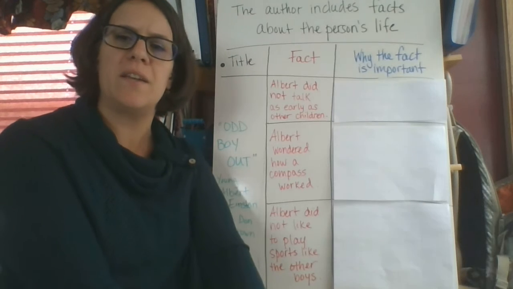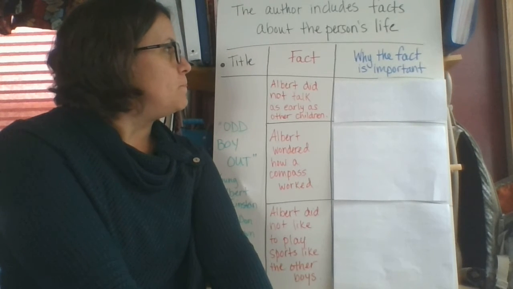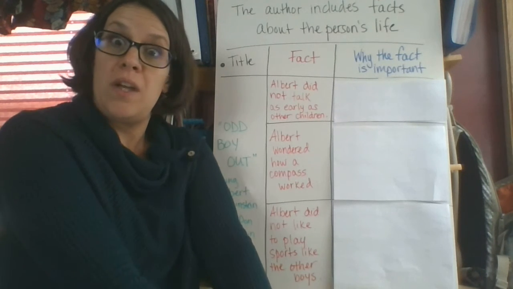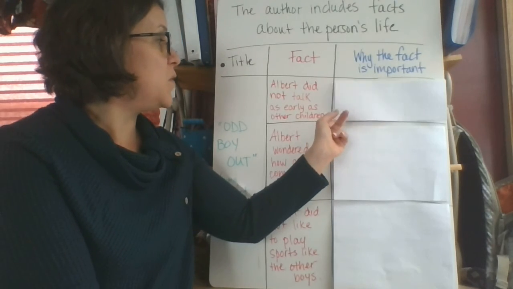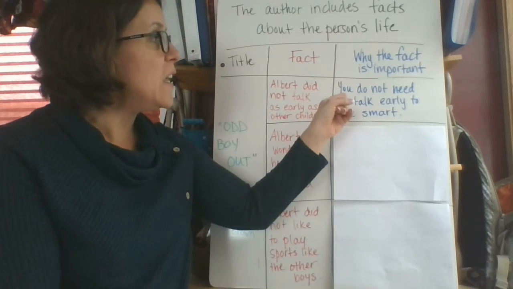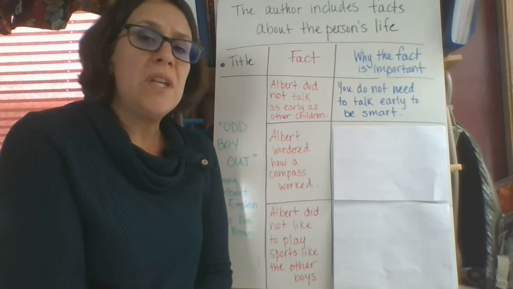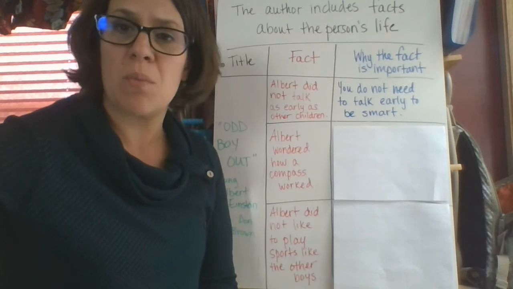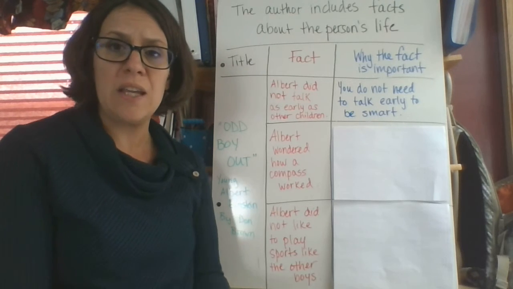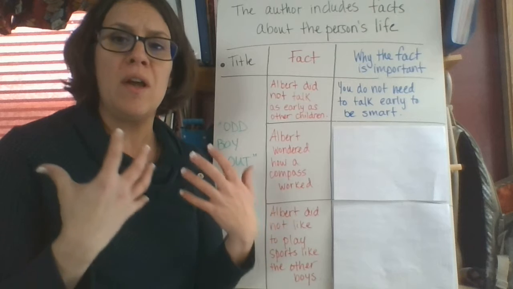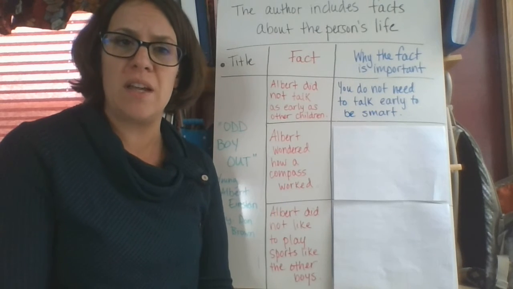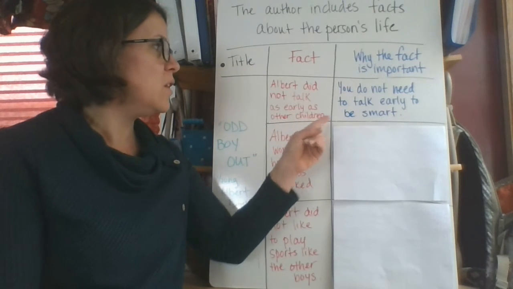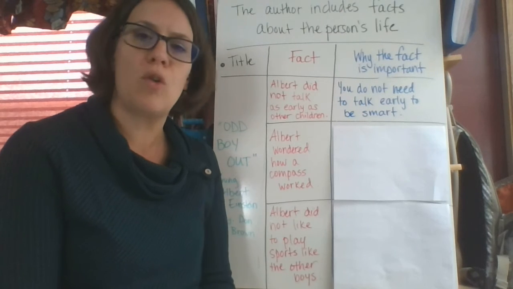So I'm going to give you a second to think. Why would he put that in there? Let's find out. He put that in there because he thinks it's important that you don't need to talk early to be smart. Because Albert Einstein was not only smart, he was a genius. He broke some major barriers and groundbreaking discoveries in the scientific world. So he wants you to know that although Albert didn't talk as early as other children, you don't need to talk early to be smart.